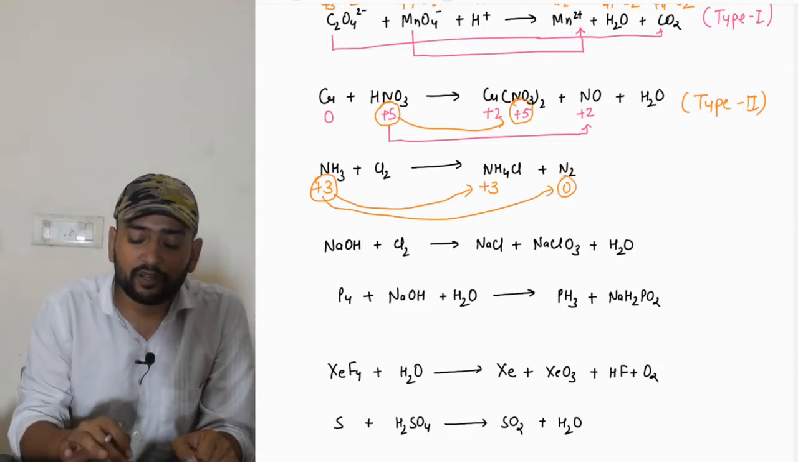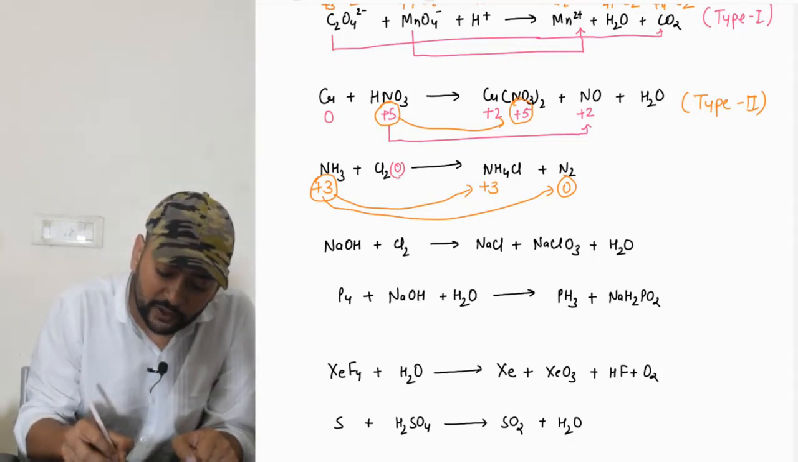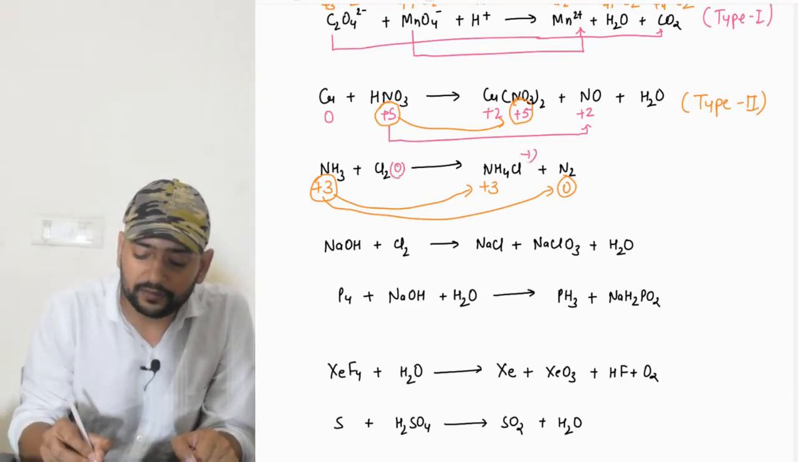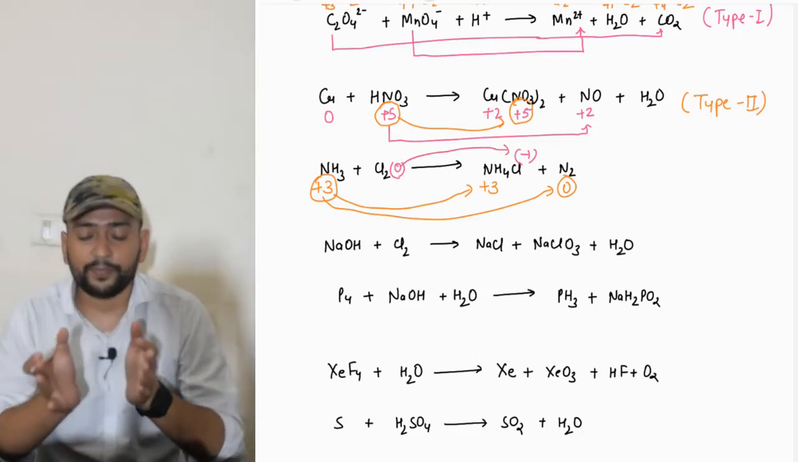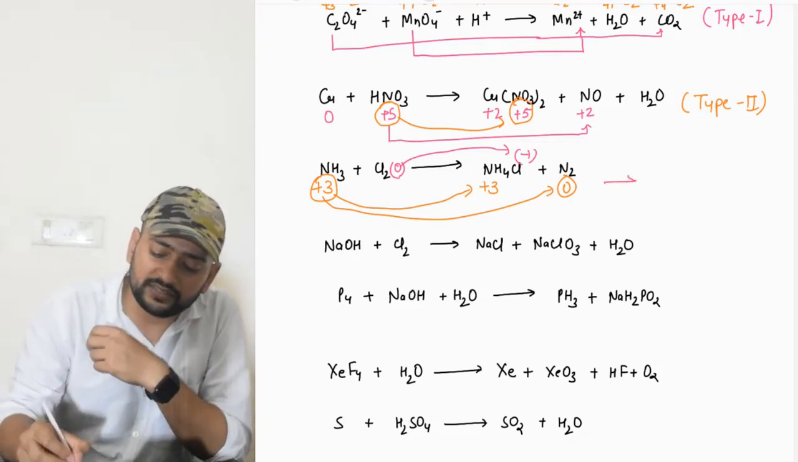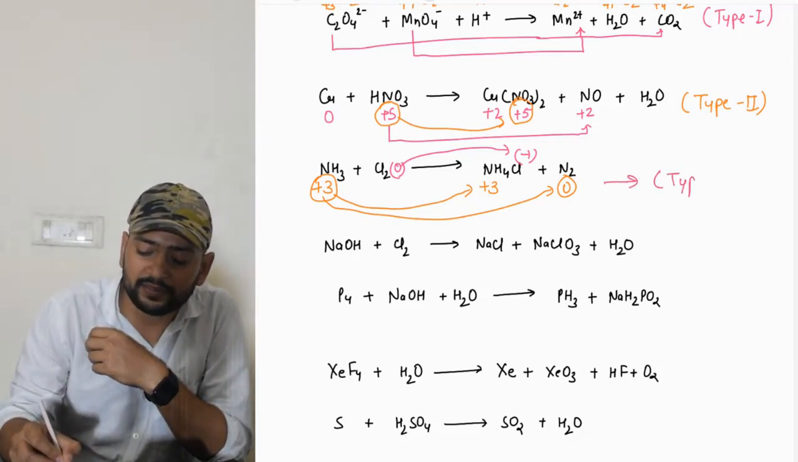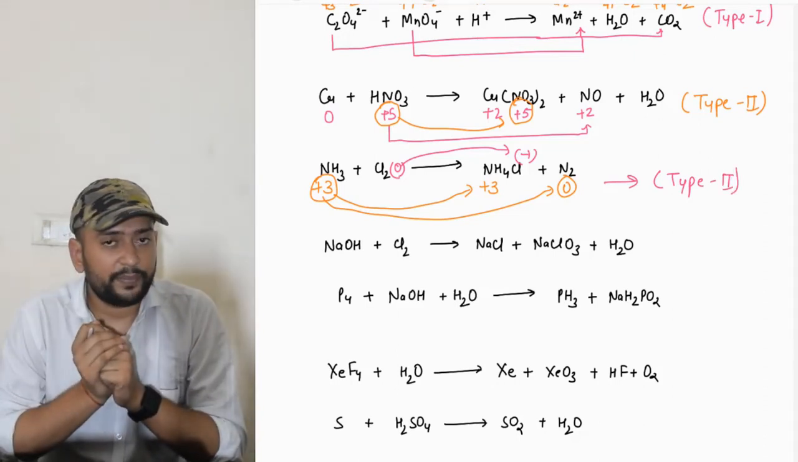And also in case of chlorine, here the oxidation state is 0 and here the oxidation state is minus 1. So in one particular element, in one particular atom, you can observe that it is getting reduced. So you can classify this particular reaction as type 2. I hope up to this point it is very much clear to you.